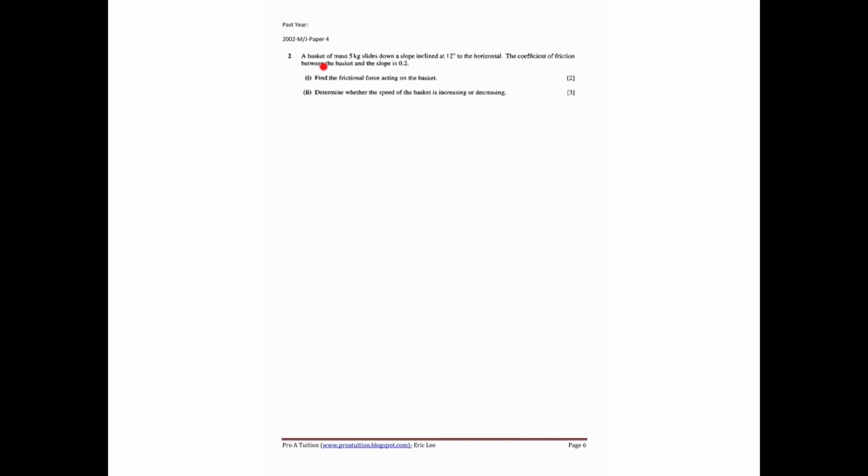Okay. A basket of mass 5 kg slides down a slope inclined at 12 degrees to the horizontal. So let's say I draw out the diagram, like this. 12 degrees. So the object is here, which is a basket of 5 kg.